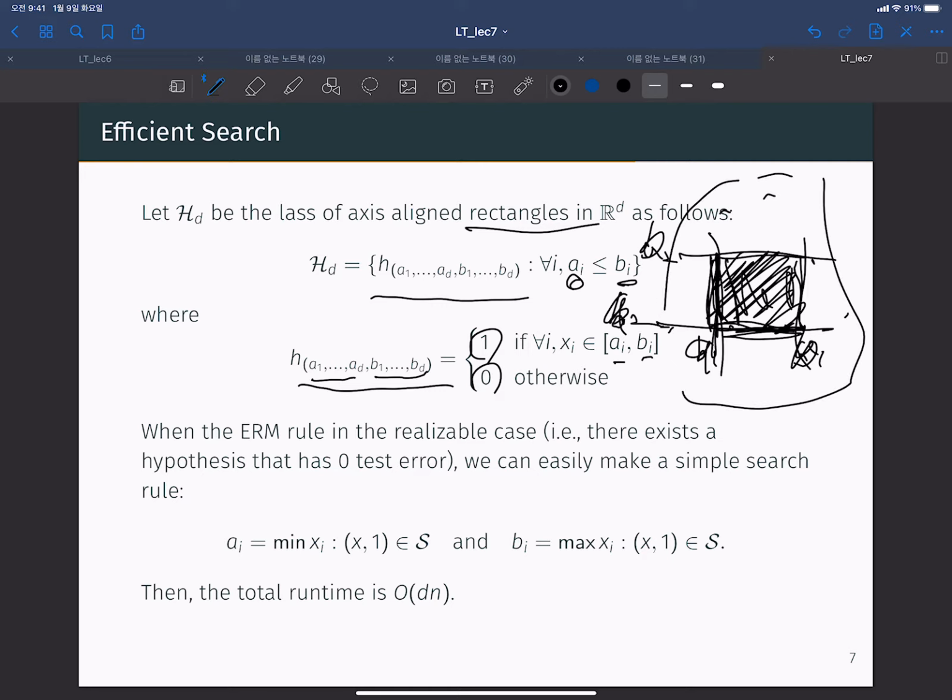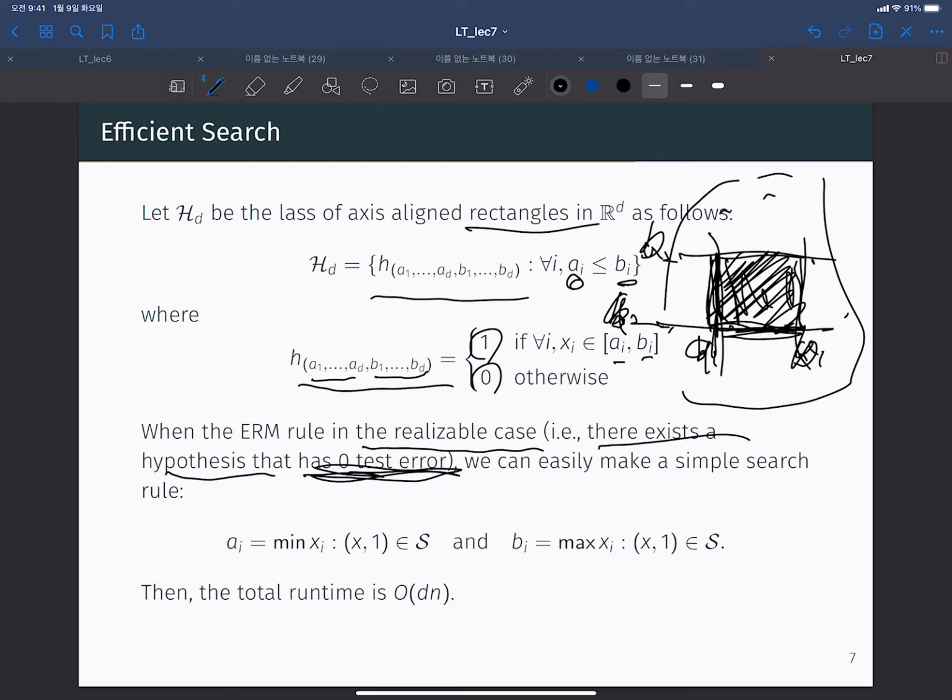All the other points will have 0 response. Now, the ERM rule in the realizable case. What does the realizable case mean? That is, there exists a hypothesis that has 0 test error. We already know the definition of the realizable case, and it implies there exists a perfect hypothesis that makes 0 error.